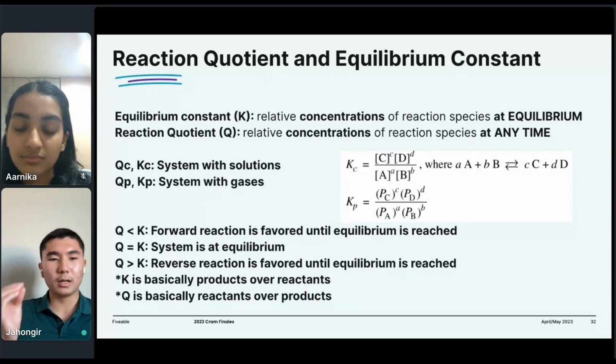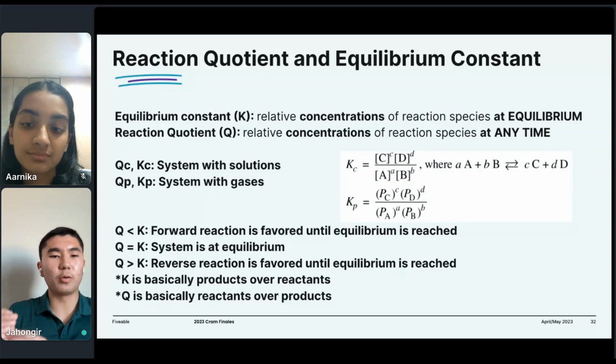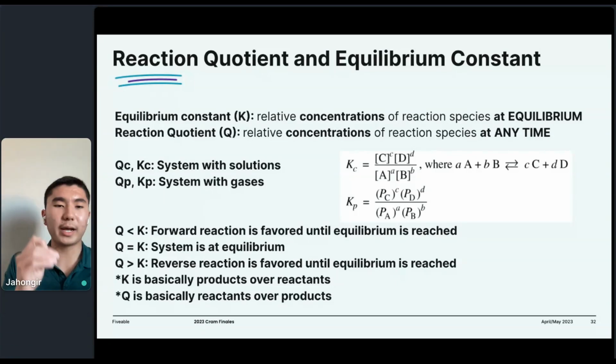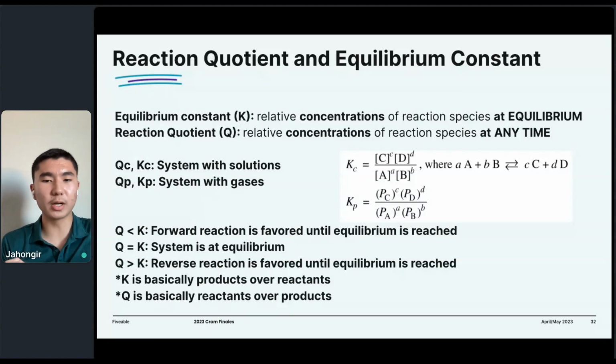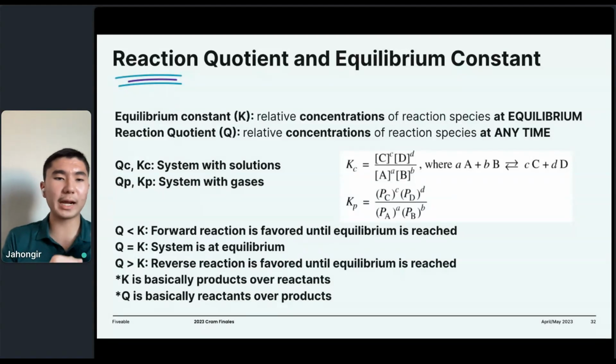Now, when the equilibrium constant is greater than our reaction quotient, then we have the forward reaction being favored until equilibrium is reached. And the whole reason why we have the reaction quotient is so that we can see if the forward reaction or the reverse reaction is favored. So then we can see if more products are being formed or more reactants are being formed. And if the reaction quotient is equal to the equilibrium constant, we are at equilibrium. And if the reaction quotient is bigger than the equilibrium constant, then the reverse reaction is favored until equilibrium is reached.